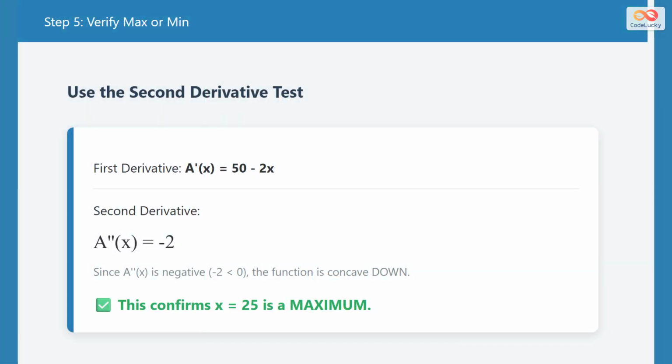It is important to check our work. Is this a maximum or a minimum? We can use the second derivative test. The second derivative of our function is negative 2. Since this is a negative constant, our graph is concave down, shaped like a frown. This confirms that at x equals 25, we have indeed found a maximum value.